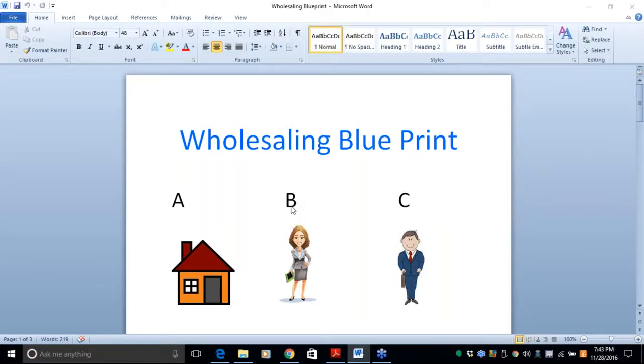So again, in this case, the B is going to be the LLC. Okay, so it's not going to be Beatrice getting this under contract.